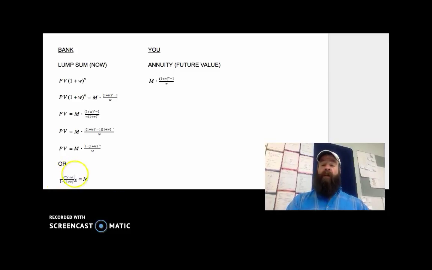Present value times the working interest rate, divided by the quantity 1 minus (1 + the working interest rate) to the negative N power. And this is a formula that you often see used to calculate monthly payments on car loans and mortgage payments.